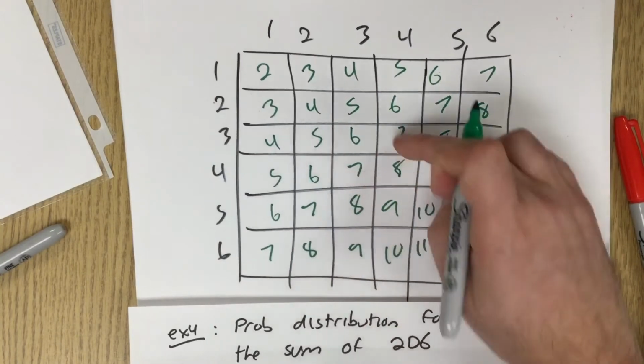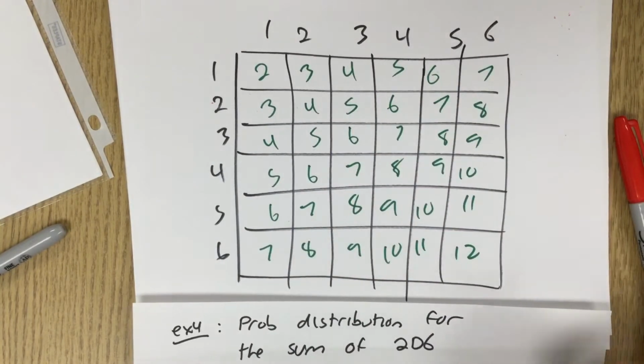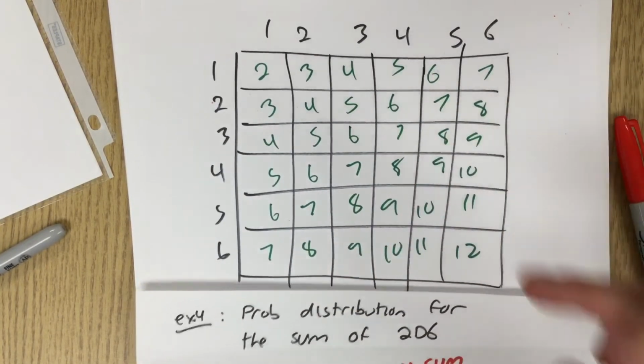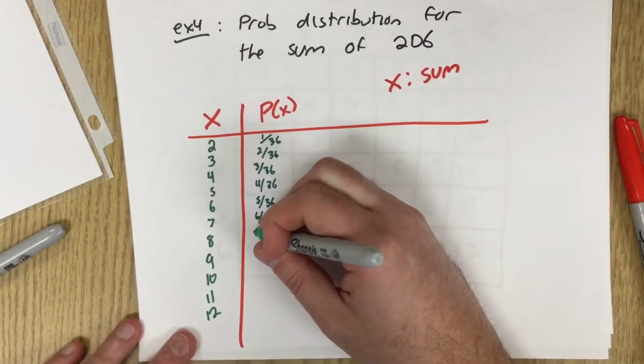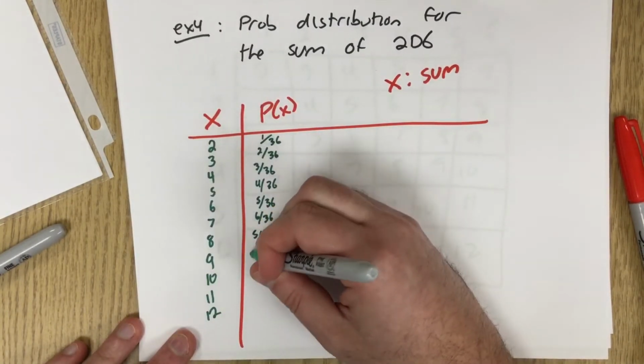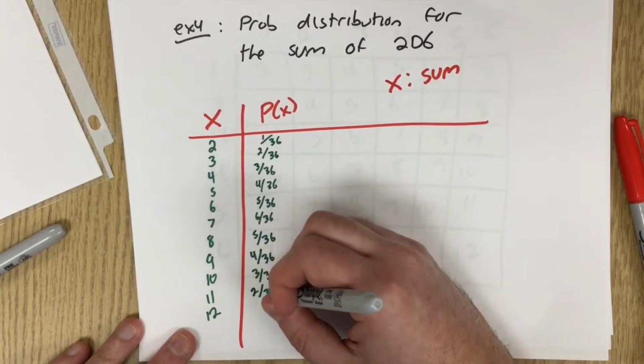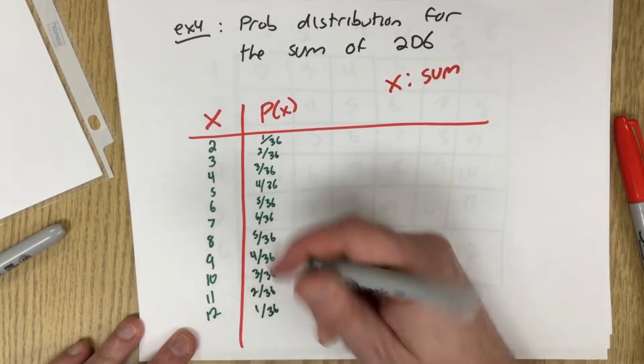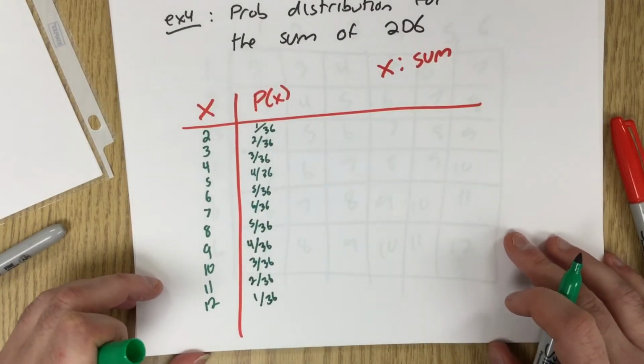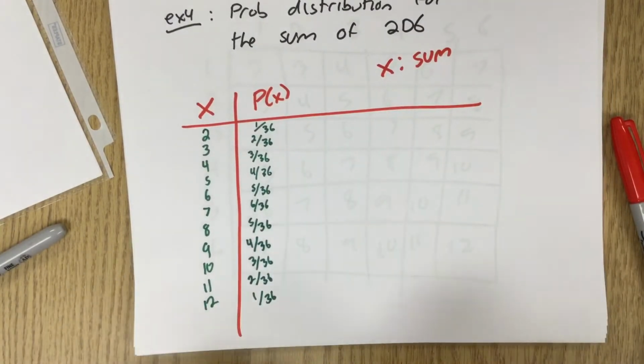There's 1, 2, 3, 4, 5, 6 ways to get a 7. But when we get to 8, then we're down to 5. So then we start going down again. So it's 5 out of 36, 4 out of 36, 3 out of 36, 2 out of 36, 1 out of 36. And there you go. That's the probability distribution for the sum of 2 6-sided dice.